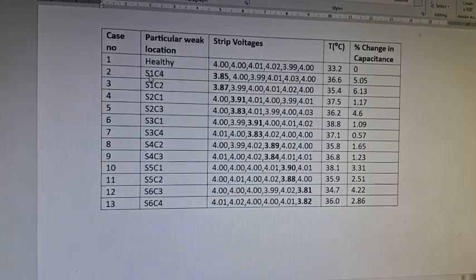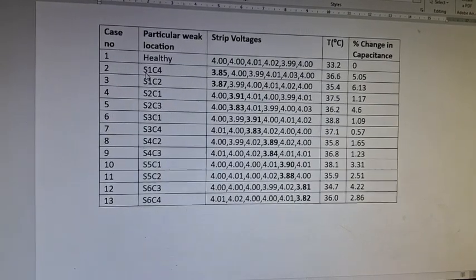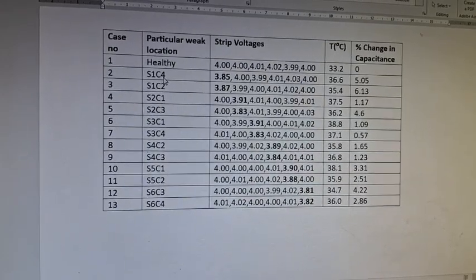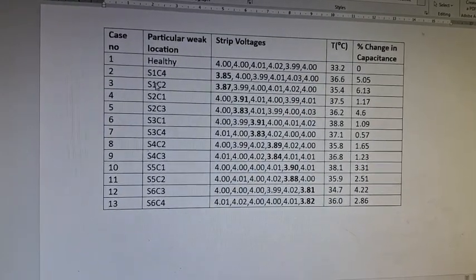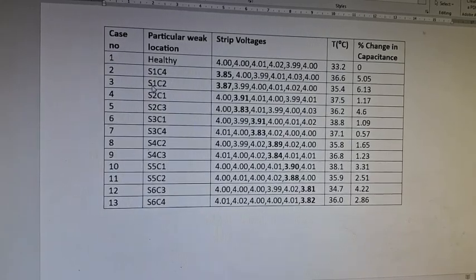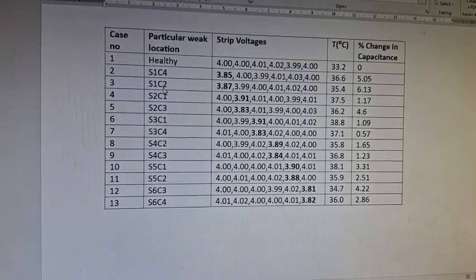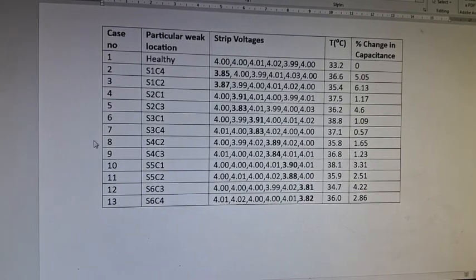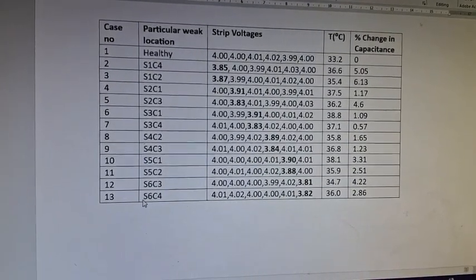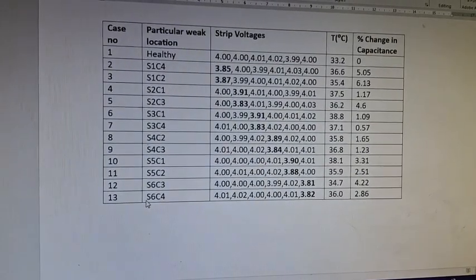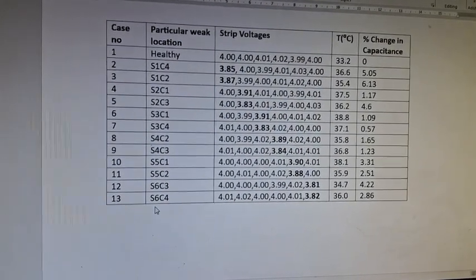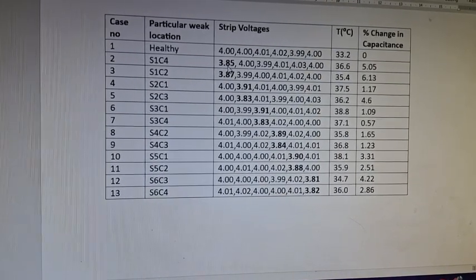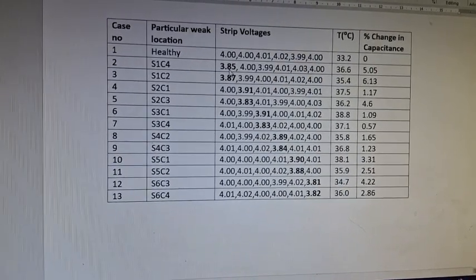Here we can see S1C4. This indicates that a healthy cell in strip number 1 and at location number 4 was replaced by a weak cell. Similarly, S1C2 means a healthy cell in strip 1 and at location 2 was replaced by a weak cell. This process was reiterated till 6 strips. So in every strip, we replaced a healthy cell by a weak cell twice, making up a total of 13 cases. For every case, we can observe the values of the strip voltages that were recorded.